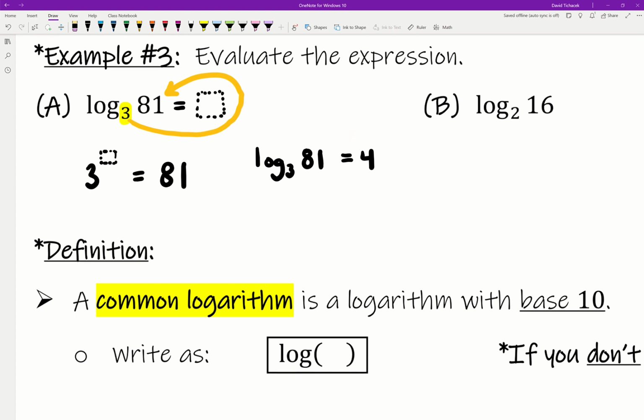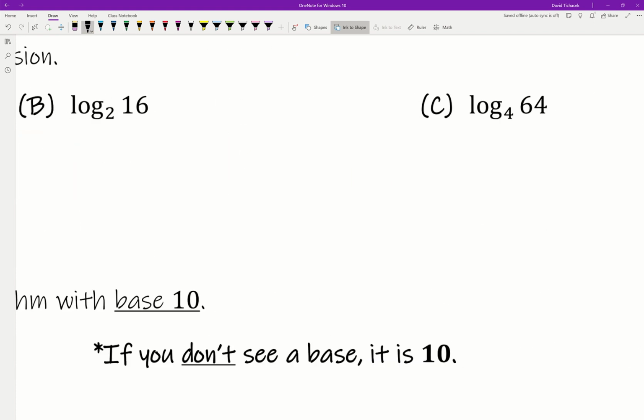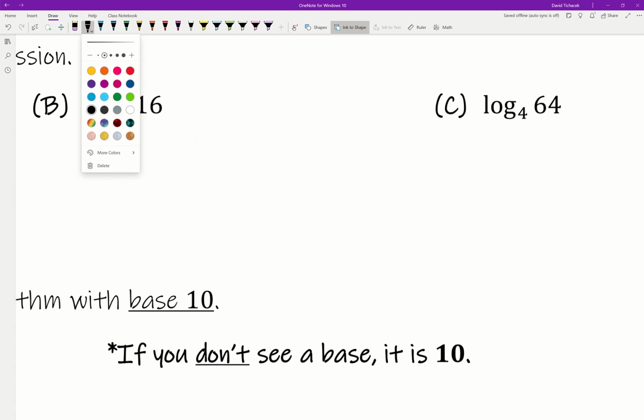And of course, if you were to go through and actually translate this logarithm expression to its exponential form, you would see that this translates into 3 to the 4th power is equal to 81, which is actually a true statement. And that, again, could be a way that you check yourself as you continue to work with logarithms in this way. The next one, part B, how many copies of 2 multiply into 16?